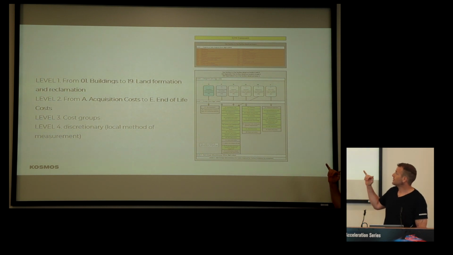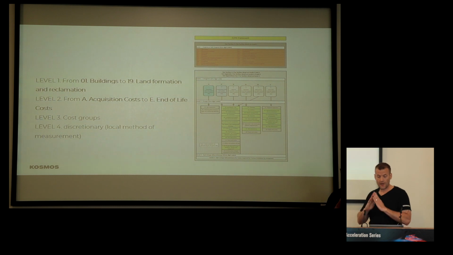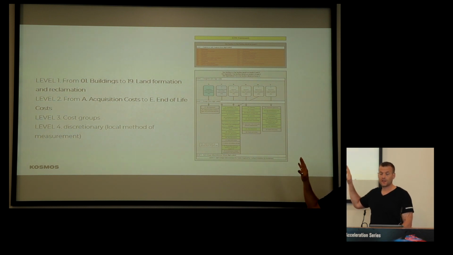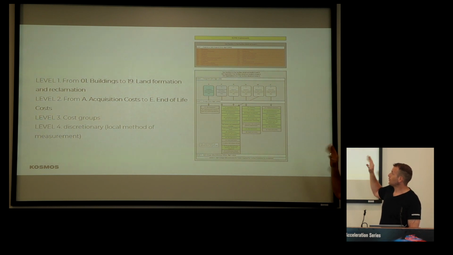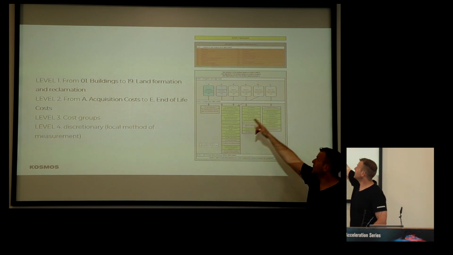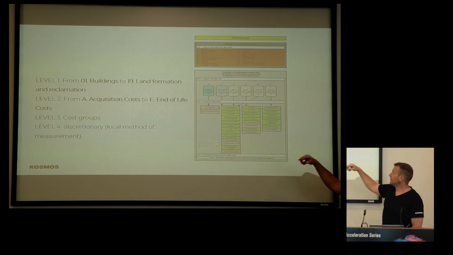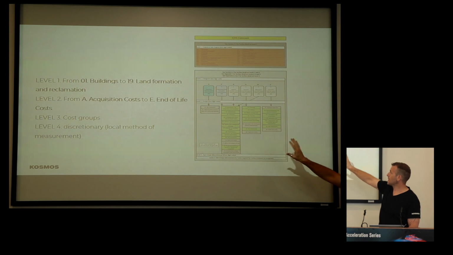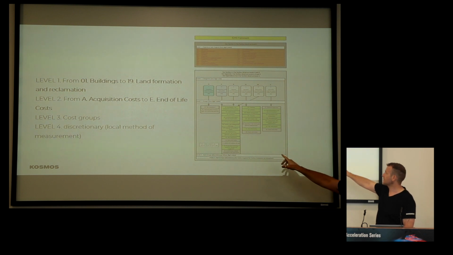So ICMS is broken into levels. Levels are important in terms of hierarchy and data. Level 1 will be the buildings, right up to 19, which is land formation and reclamation. That means that ICMS can be used for any type of construction project that we can conceive. Then that goes into level 2, which is acquisition, construction costs, end of life. You can see it across here on this A, B, C, D, E. Level 3, which is this detail here, and I have a much clearer image later on to show you. That's the cost groups like substructure, superstructure, architecture, finishes, services, etc.